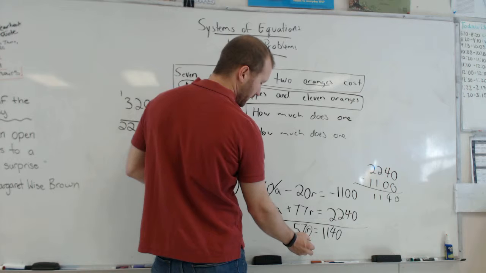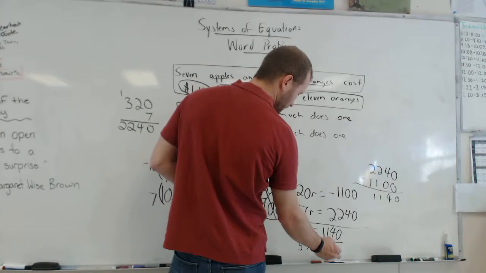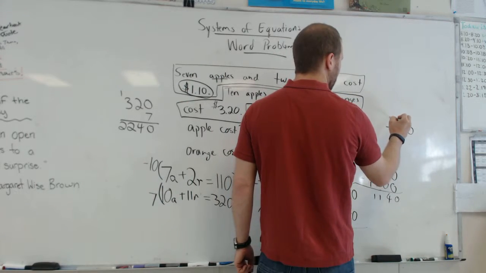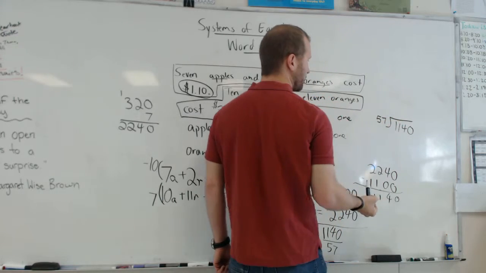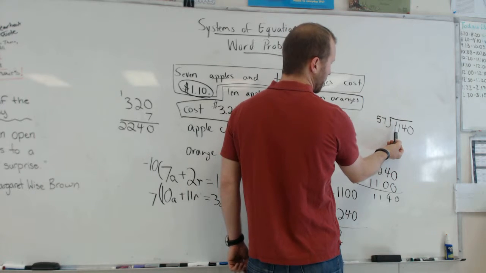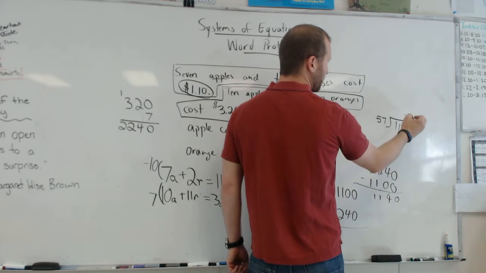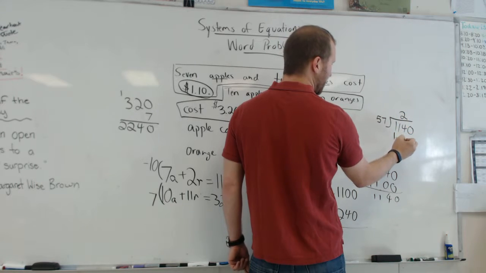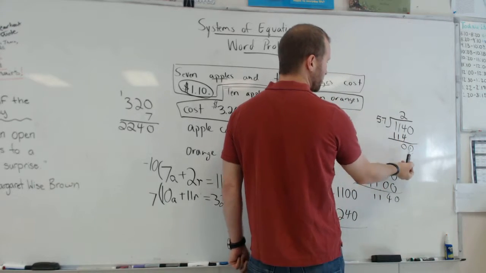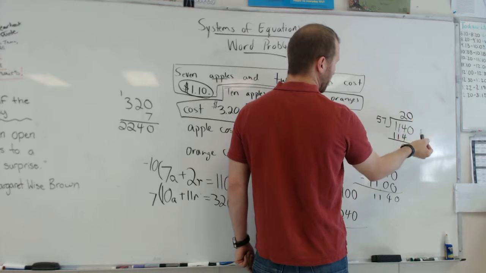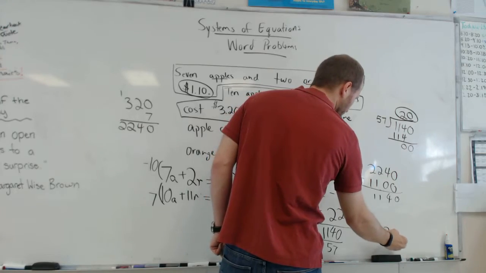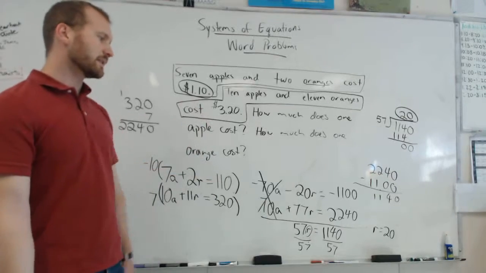Divide by 57. So I have 1140 divided by 57. Let's see. Nothing is going to go into 11. So yeah, 57 times 2 is actually exactly 114. So then we have 0, bring down the 0. How many times does 57 go into 0? 0. And so our answer is 20. R equals 20. $20? No, 20 cents. Very good.